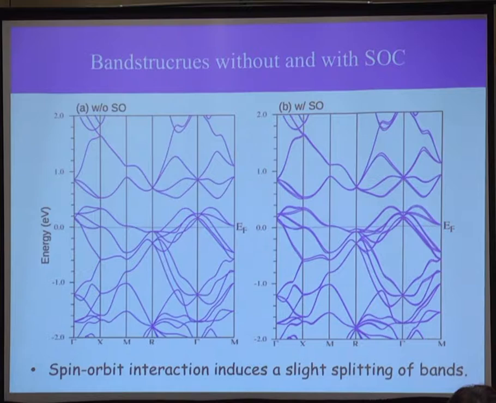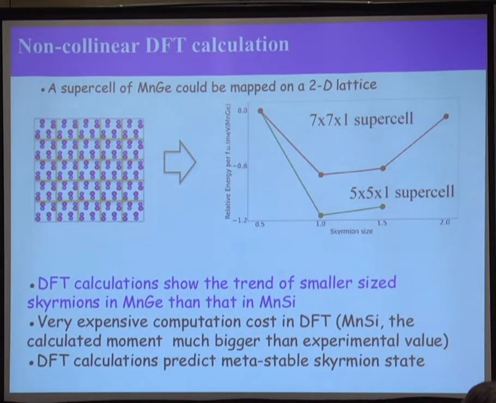So for that, we then go to the calculation. Essentially, that's based on the vast non-linear calculation. So we do the similar for here as in the magnesium silicide. Essentially, the DFT calculation does show the trend of the smaller size skyrmion in magnesium germanium, which is 1.0 compared to 2.0 in the magnesium silicide. So the trend is systematically captured, but the absolute size of the skyrmion from DFT calculation is still off by a factor of 4 compared to the experimental value.